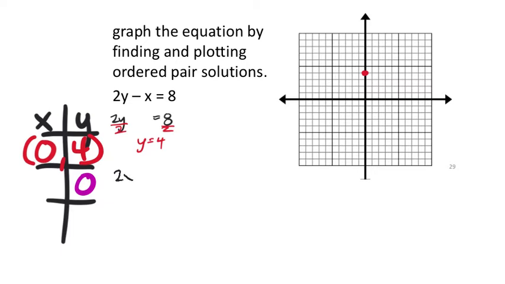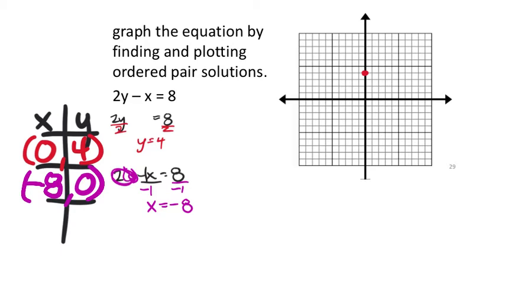2y minus x equals 8. But now I'm going to replace my y value with 0. Which again, it really just means that I'm going to zero that out. I'm going to show this phantom -1 to divide both sides by -1. And that shows me that the corresponding x value is -8. So that gives me a -8, 0, which is now another ordered pair I can put on the graph, right? -8, 0, I found it right there.